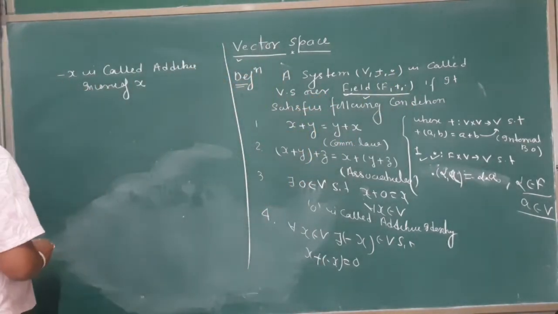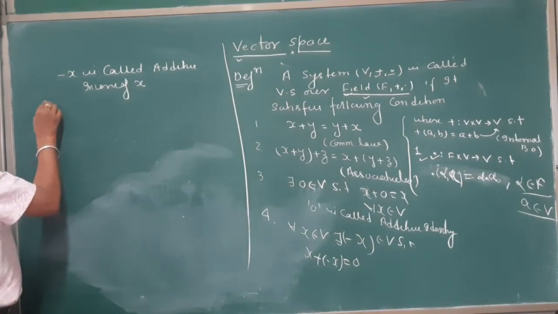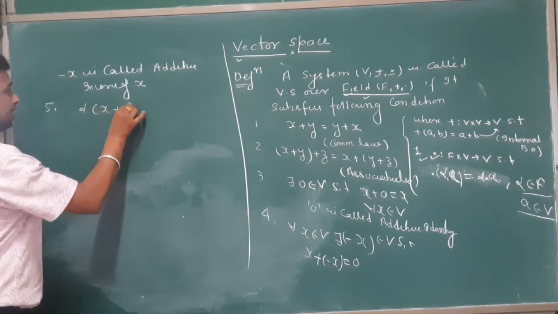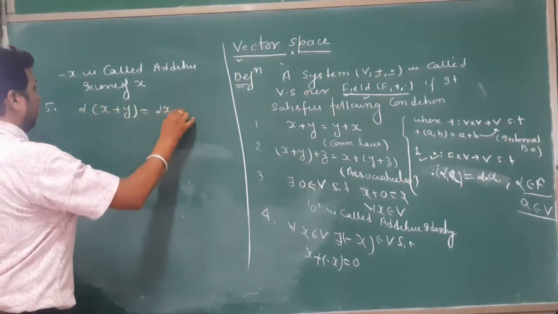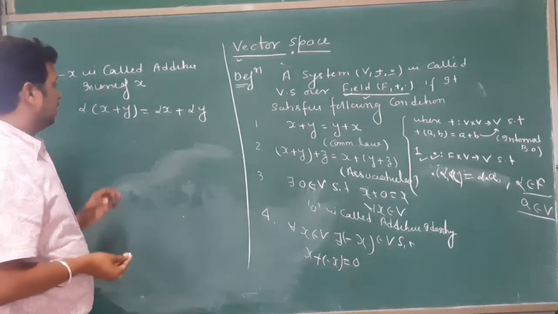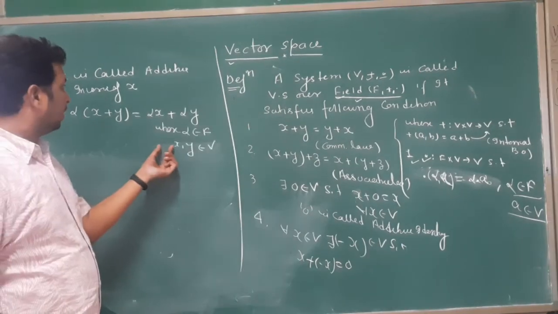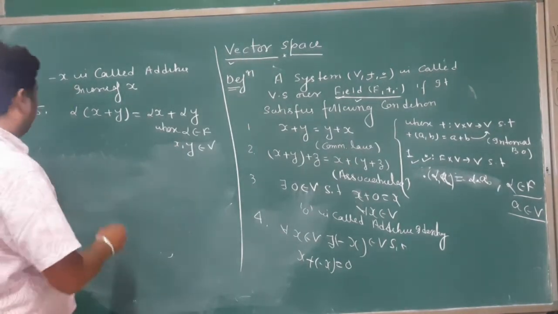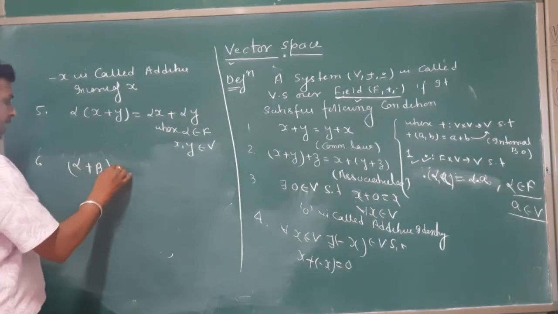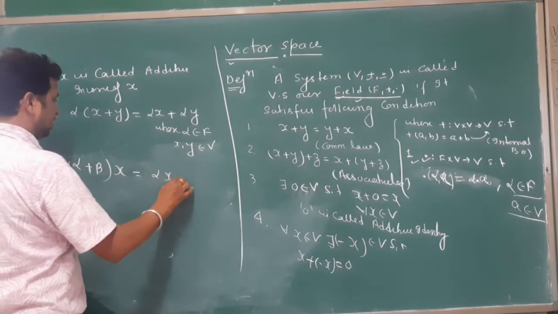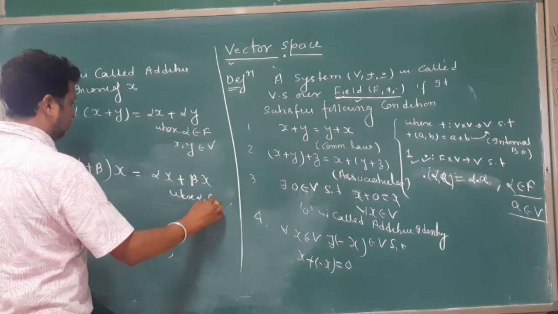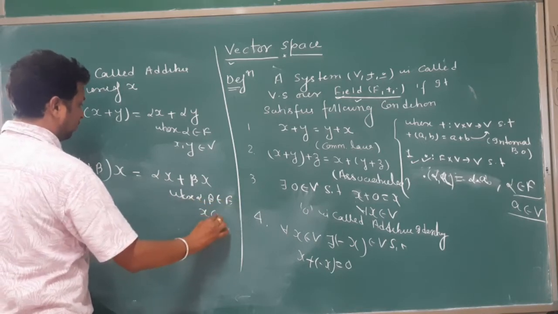scalar multiplication. What is the fifth one? Fifth one: alpha of x plus y is equal to alpha x plus alpha y. You know this one. This is called the distributive law. And the sixth one is again a distributive law: alpha plus beta times x is equal to alpha x plus beta x, where alpha, beta belong to the field and x belongs to V.